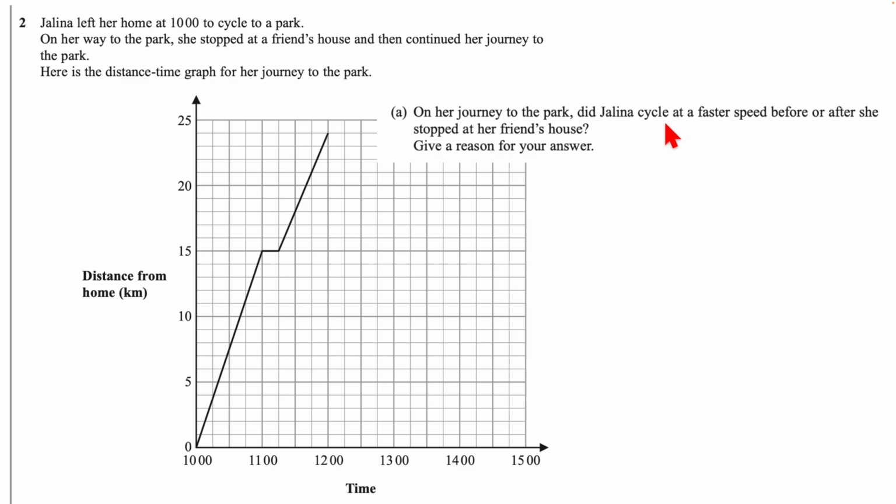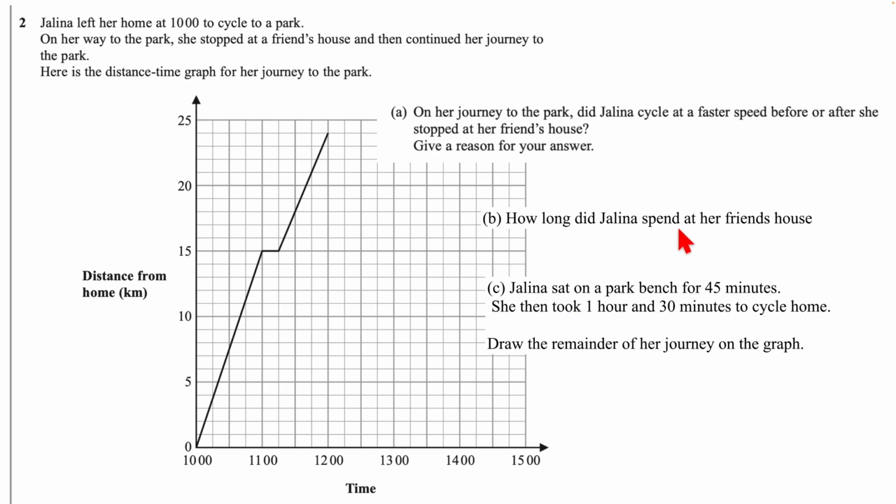On her journey to the park, did Jelena cycle a faster speed before or after she stopped at her friend's house? Well, that's the journey to her friend's house. That's the journey after it. I'm looking at it, and I think this is a steeper gradient. So I think she cycled faster before she got to her friend's house, and I'll give you the reason. The gradient is steeper. I'm not going to do any calculations. She's done 15 kilometres in an hour. I could say it's 15 kilometres, and I could work this one out as well, distance divided by time, but I don't need to. The gradient is steeper.